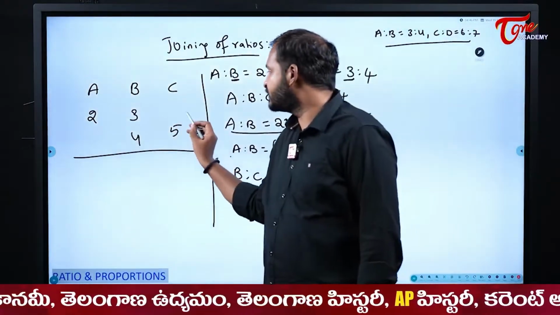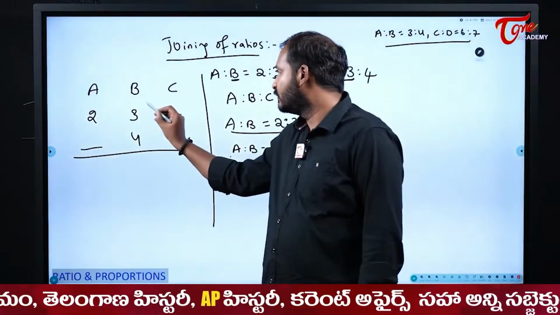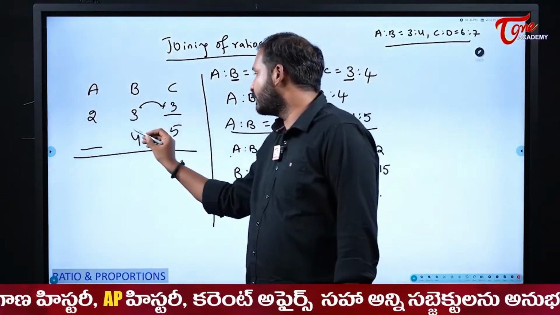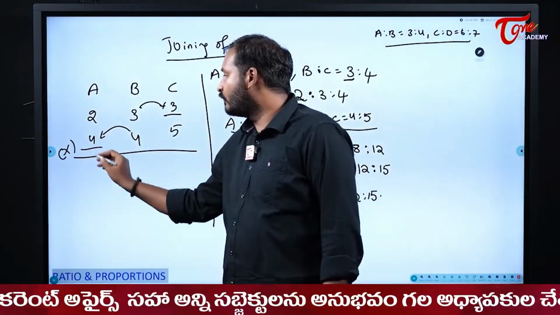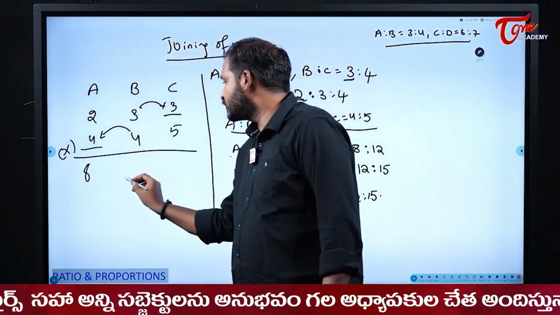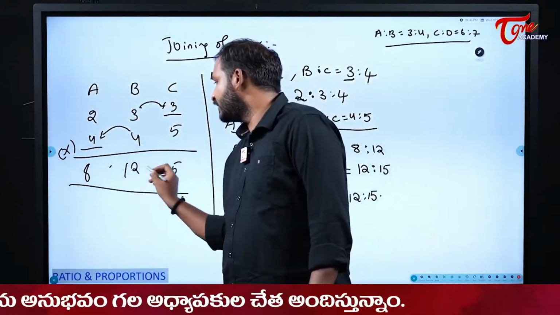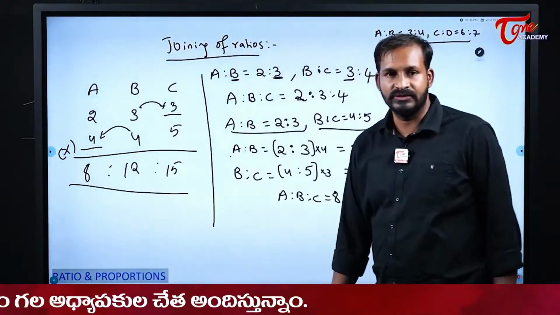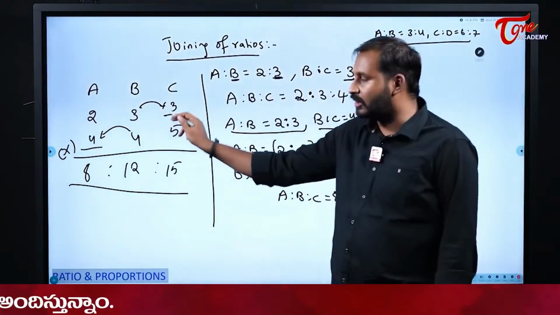And now I have two empty spaces here and here. Fill these empty spaces with the adjacent value. So 3 will come here and this 4 will go here, and multiply them simply. So 2 4s are 8, 3 4s are 12, 3 5s are 15. So the ratio between A is to B is to C is 8 is to 12 is to 15. So this is the traditional method and this is the shortcut method.